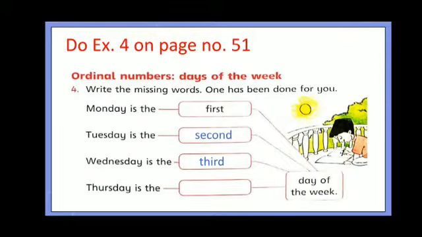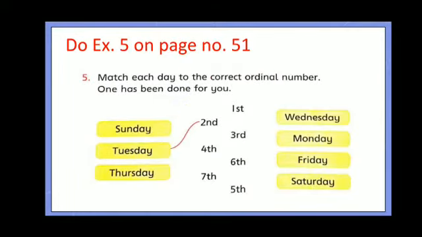So Thursday is the fourth day of the week, and Friday is the fifth day of the week. Saturday is the sixth day of the week, and lastly Sunday is the seventh day of the week. Okay, now open page number 51 and do exercise 5. Match each day to the correct ordinal position. As you can see, one has been done for you. Now complete all the parts in your book.